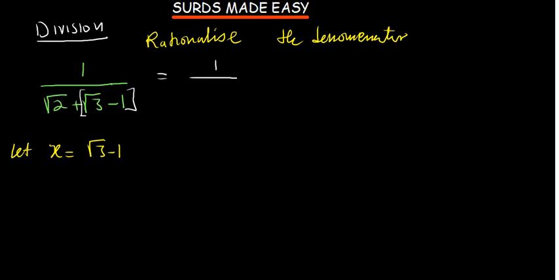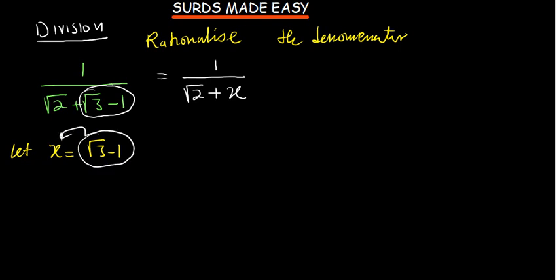So where there is the square root of 3 minus 1, we're going to put an x, so that we are going to remain with root 2 and only x. So we're going to have the two of them, and it will be easy to rationalize. So this would be 1 over square root of 2 plus, where there was root 3 minus 1, we put an x there. Remember we said root 3 minus 1 should be equal to x. So I've put x there. Are we good?